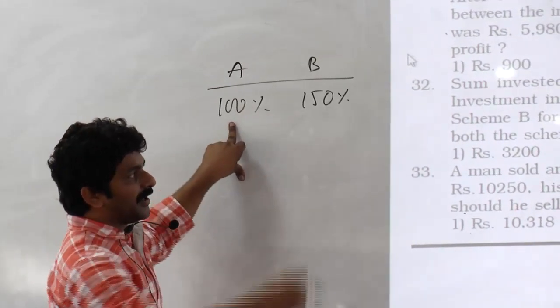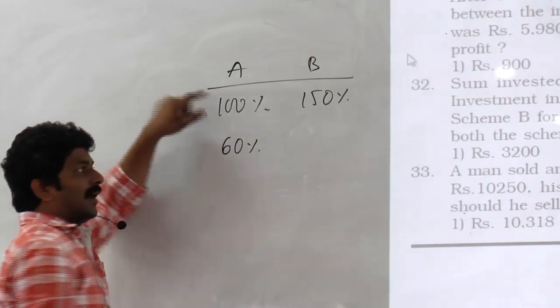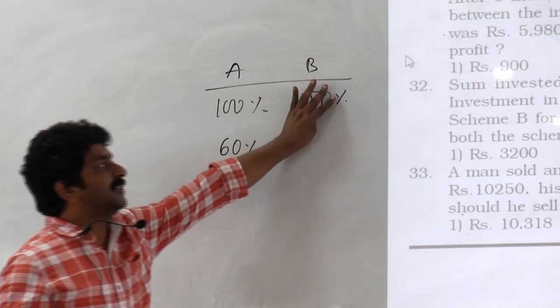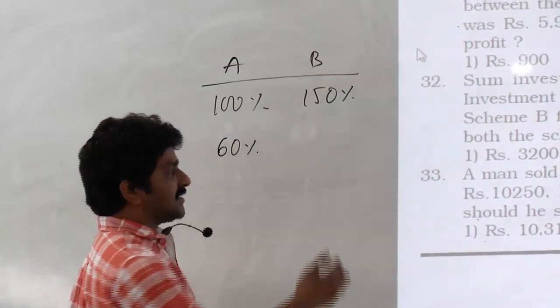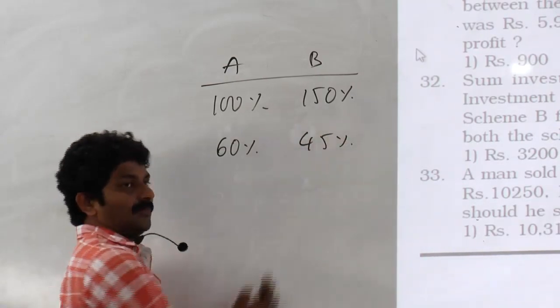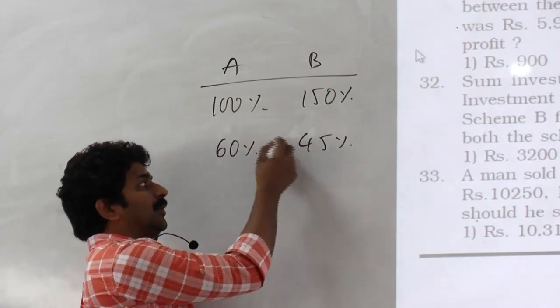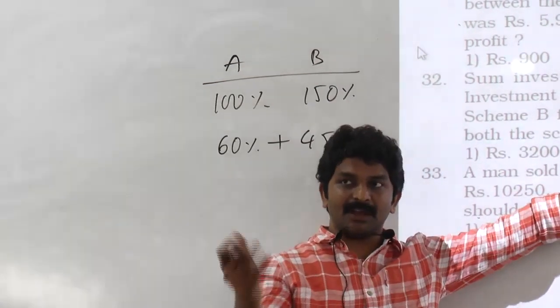Scheme A is given for how many years? 5 years at 12%. You will be getting 60%. And scheme B for 3 years at 10% will be 30%. 30% of this will be equal to 1.5 times of this much. 1.5 times of 30% is 45%. Or else straightforward calculate 30% of this. No issue. Total it is 105%. 105% is 2,520 and you are asked about 100%.